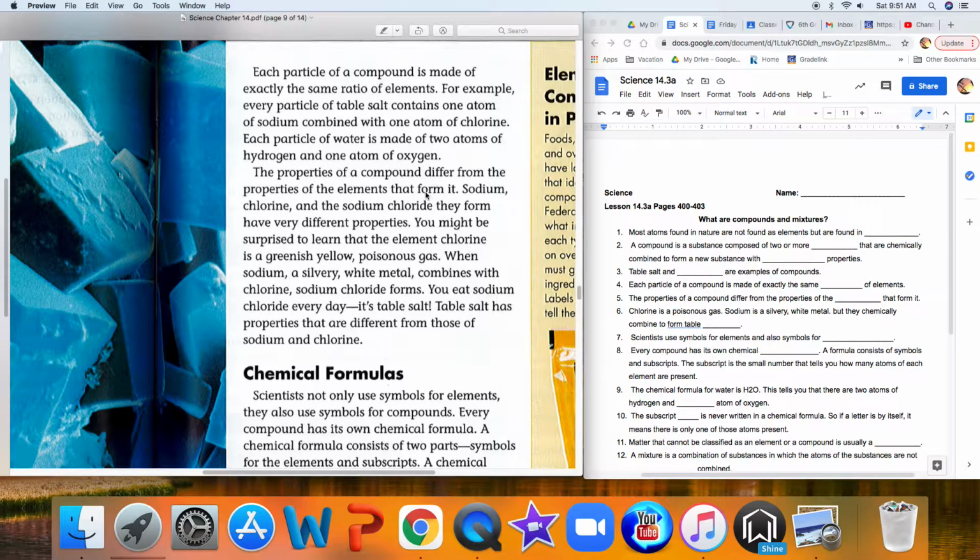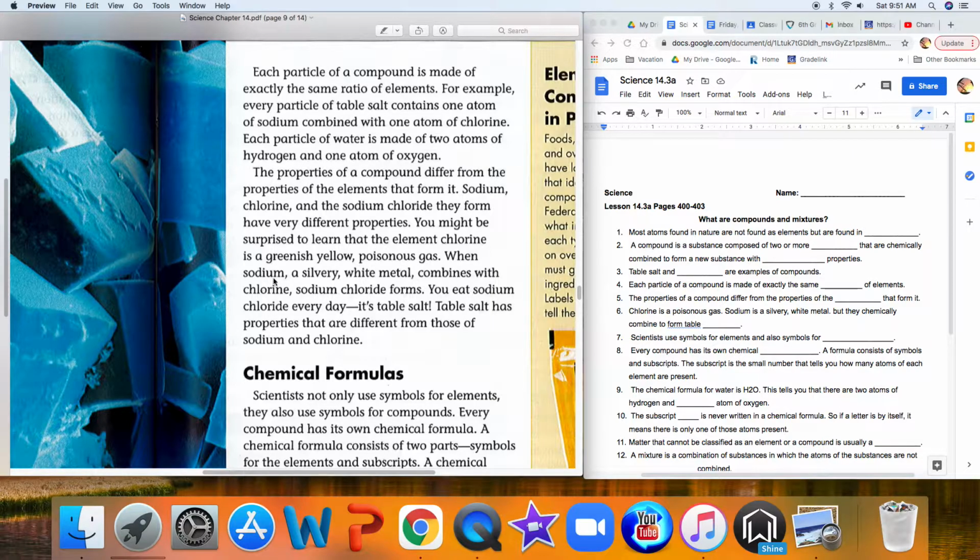The properties of a compound are different from the properties of the elements that form it. Number 5 in your notes. For example, sodium, chlorine, and the sodium chloride they form have very different properties. You might be surprised to learn that the element chlorine is actually a greenish yellow poisonous gas. Now guys, when I think of the word chlorine, I always think of the chlorine they put in a swimming pool. But why do they put chlorine in a swimming pool? Now guys, they pour chlorine in the swimming pool. I thought they called it a gas here, but when they pour the chlorine, it's other chemicals as well. But the chlorine in there kills things. So maybe it shouldn't surprise me that it's poisonous, right?